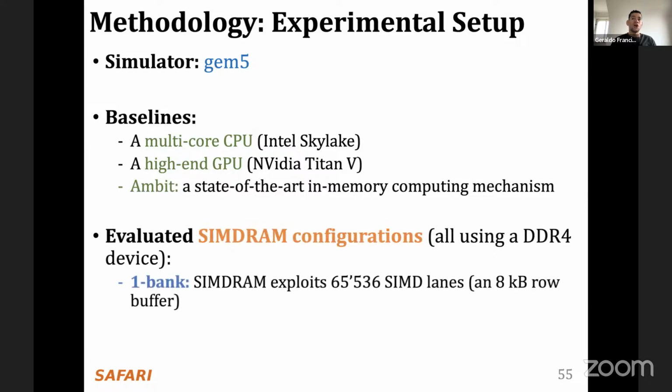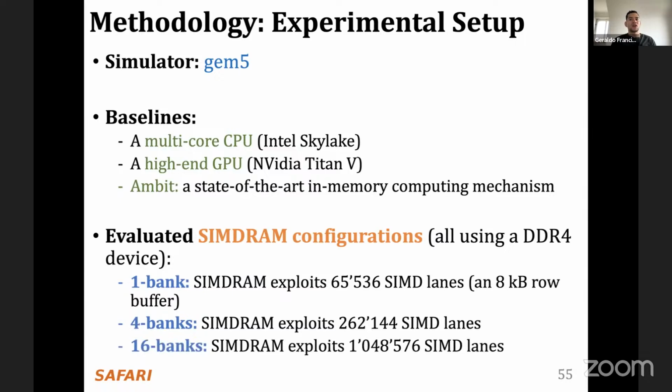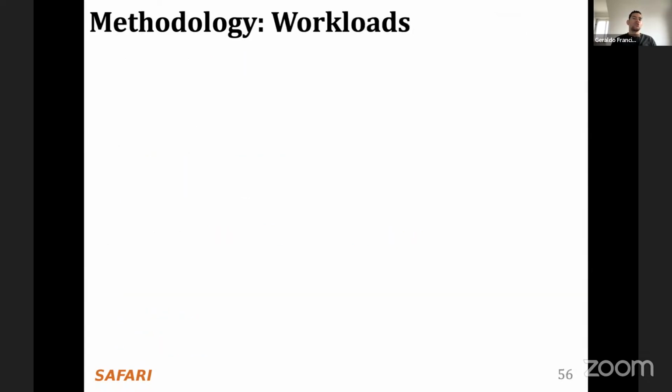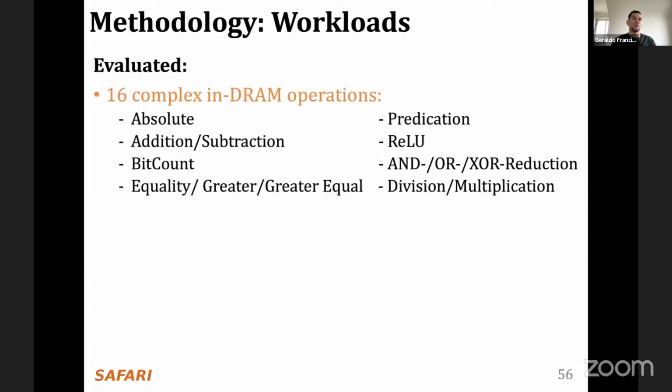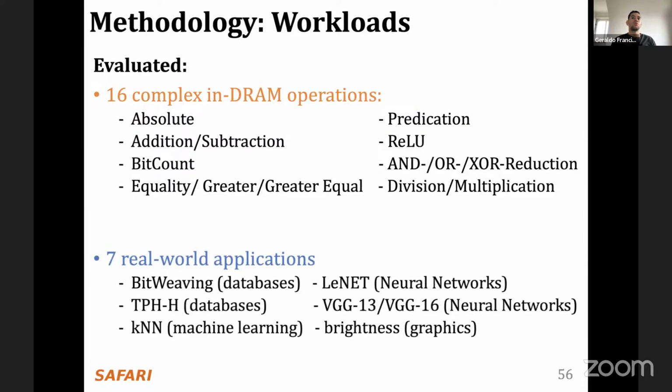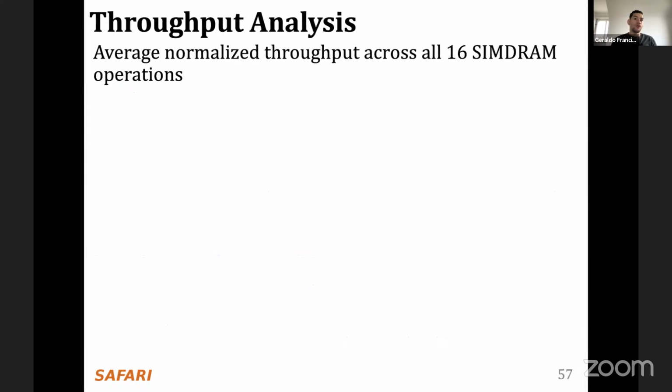One bank configuration, where a single DRAM bank is extended to enable SIMDRAM computation. This enables us to execute operations over 64,000 SIMD lanes. We also evaluate SIMDRAM with 4 in-DRAM compute-enabled banks and 16 in-DRAM compute-enabled banks. To demonstrate the generality, we evaluate SIMDRAM using 16 complex in-DRAM operations and 7 commonly used real-world applications for various application domains.